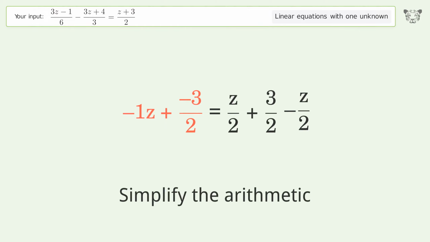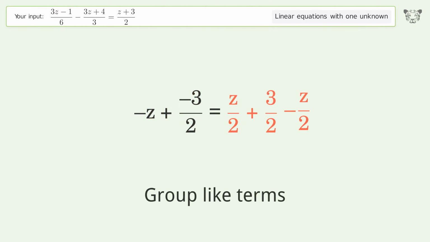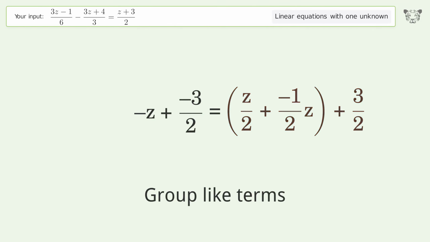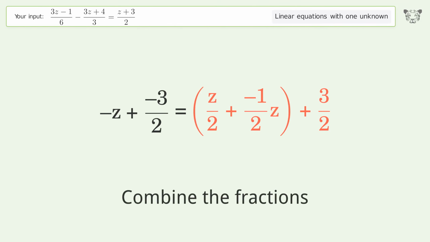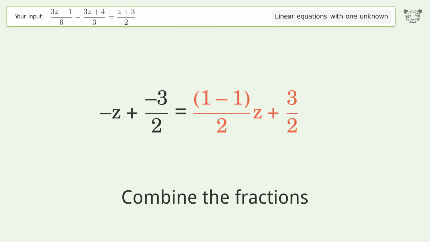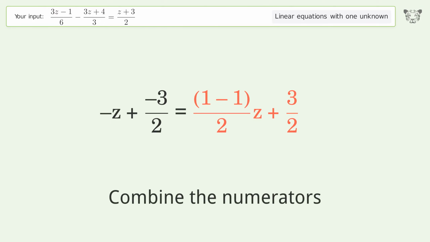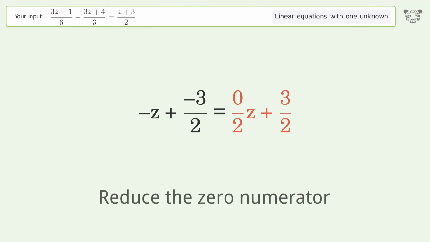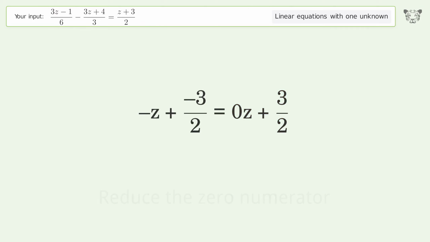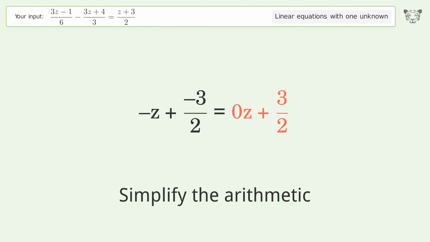Simplify the arithmetic. Group like terms. Combine the fractions. Combine the numerators. Reduce the zero numerator. Simplify the arithmetic.